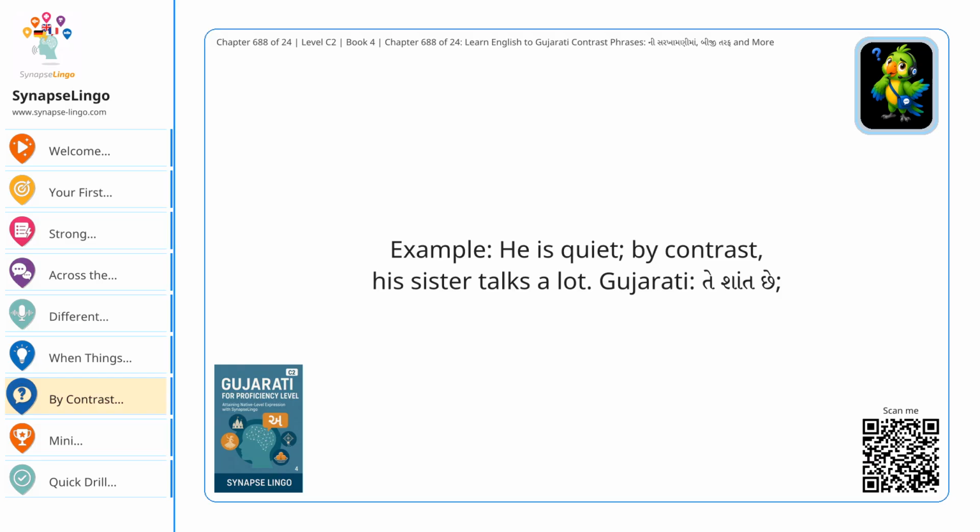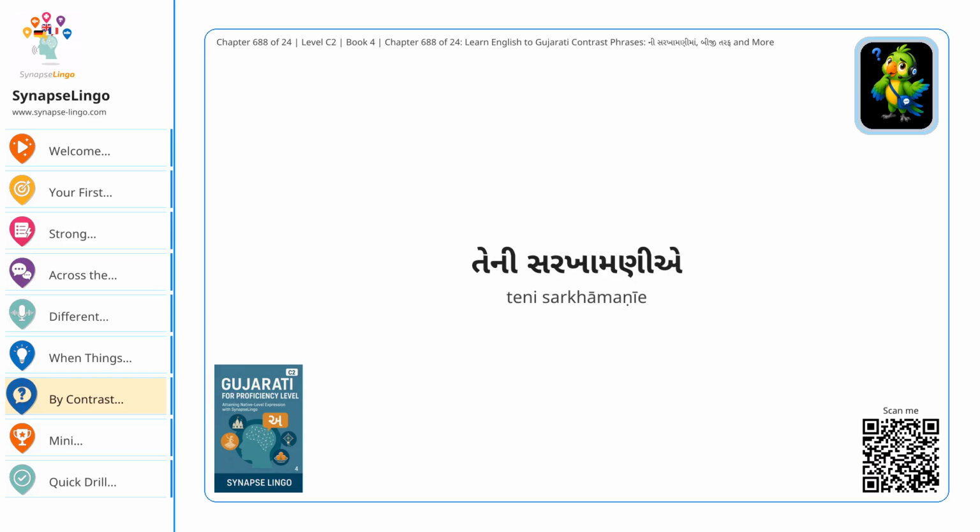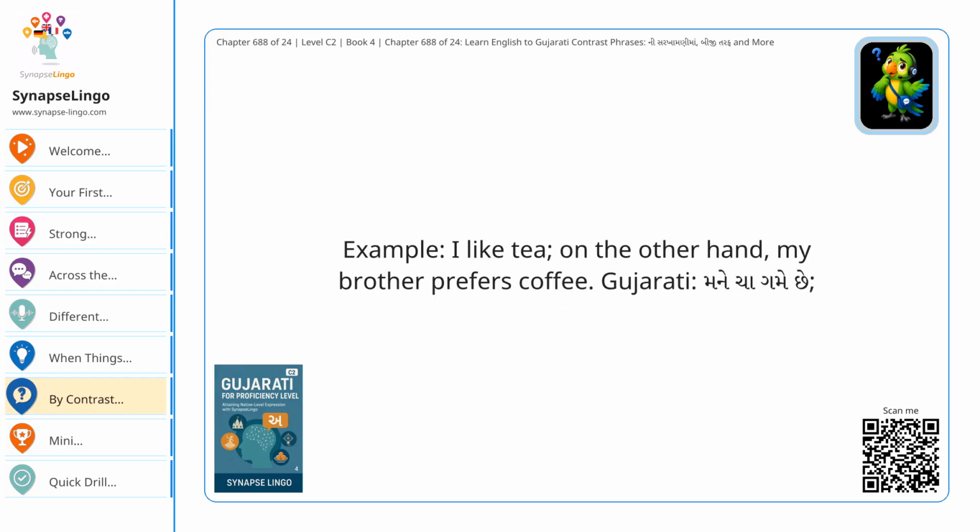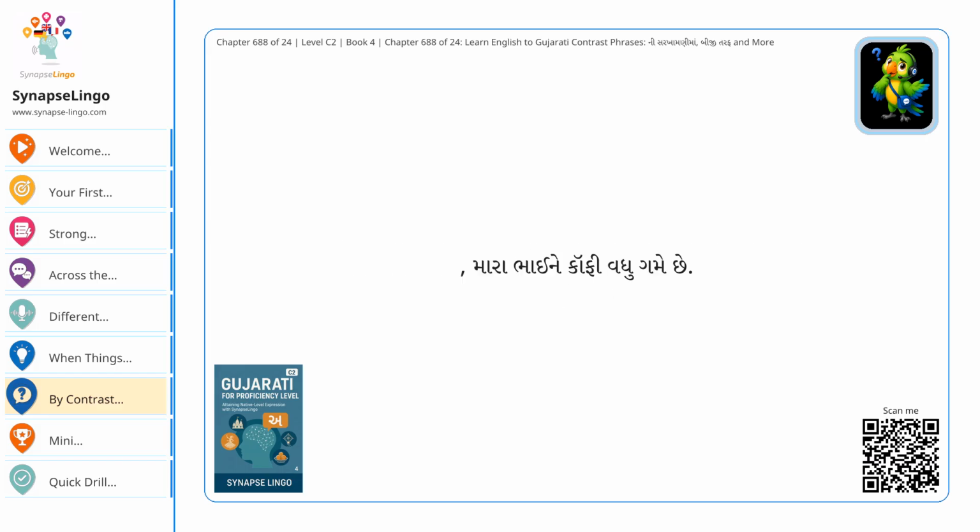Example. He is quiet, by contrast, his sister talks a lot. Gujarati. Te santa che તેની સરખામણીએ Teni bahana bahu bol che. For on the other hand, use બીજી તરફ. Example. I like tea, on the other hand, my brother prefers coffee. Gujarati. Main ka game che બીજી તરફ Mara bain kofi vadu game che.